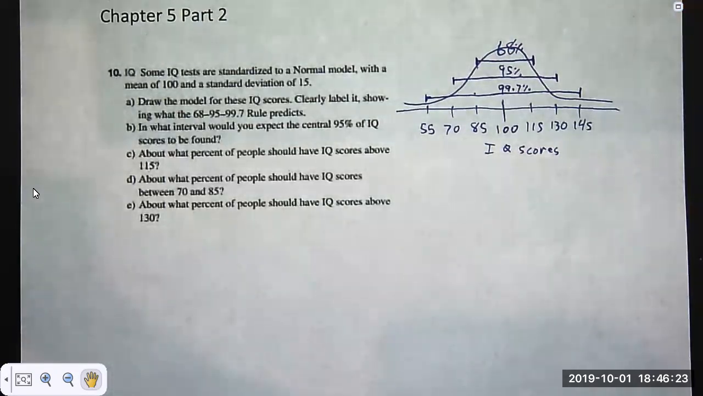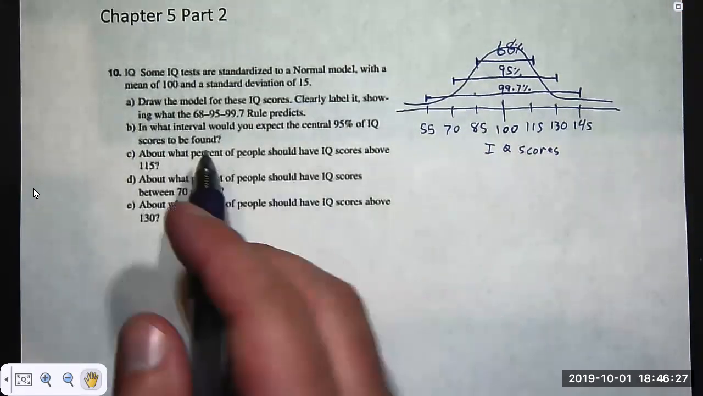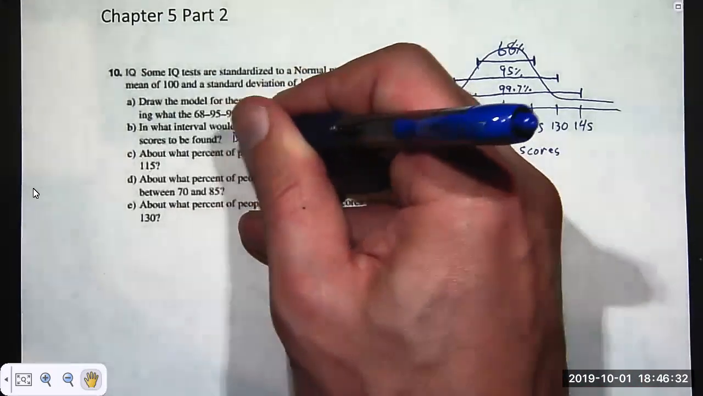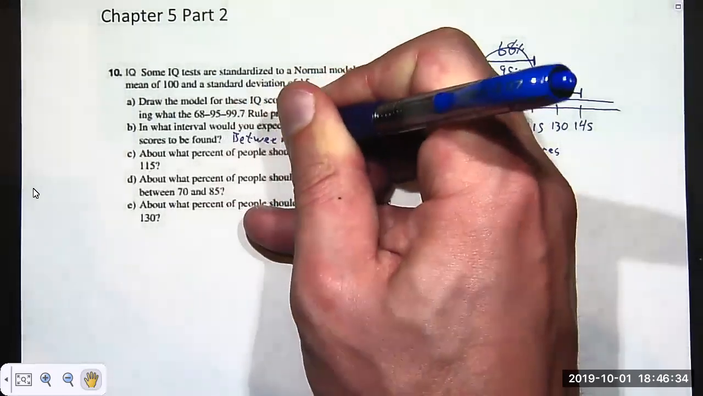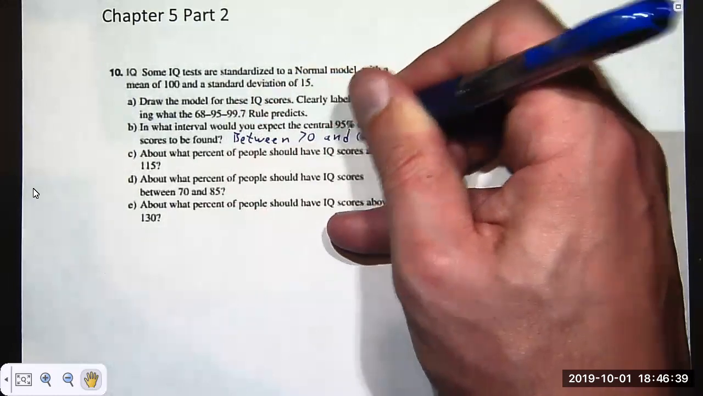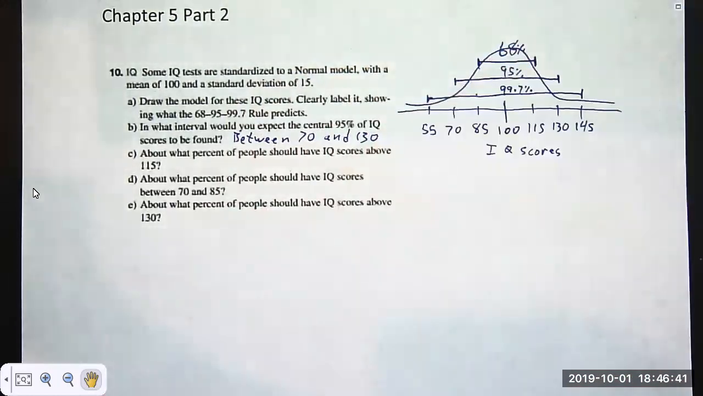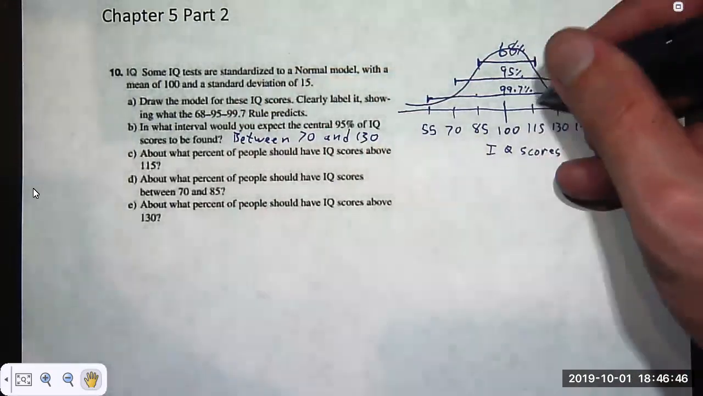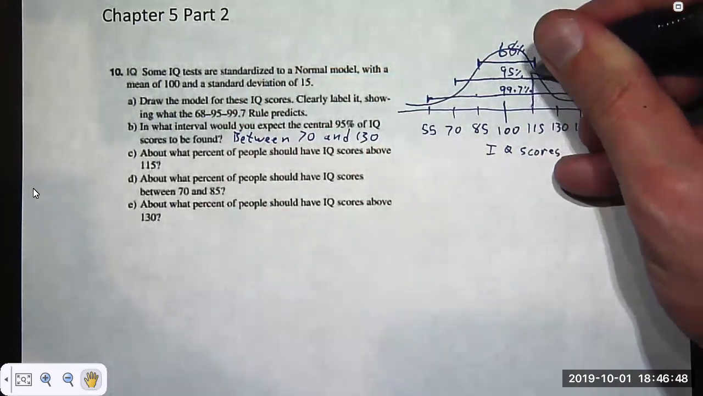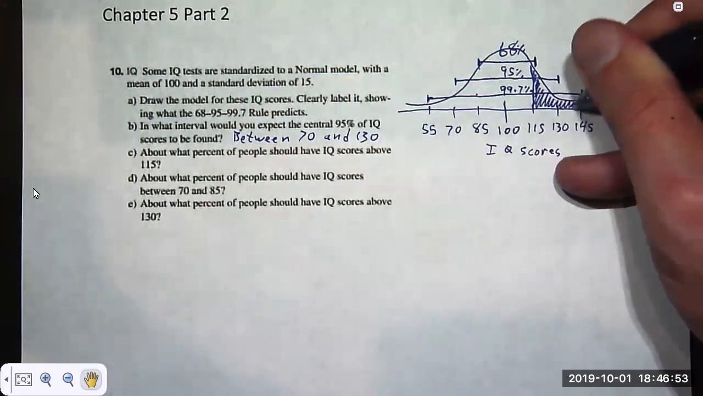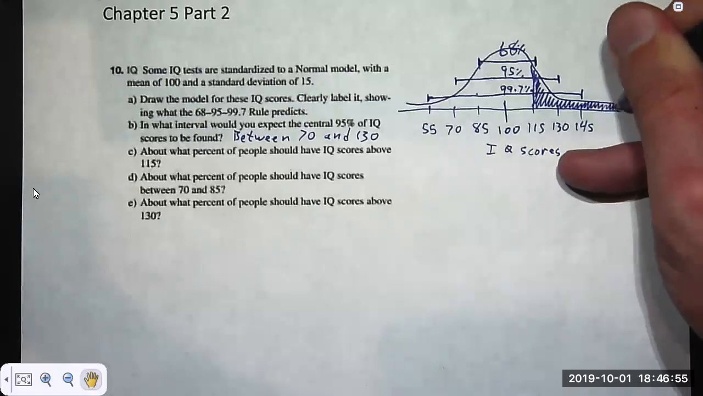So in what interval would you expect the central 95% to be? So that one would be between 70 and 130. About what percent of people should have IQ scores above 115? So you'd want to shade in this little region. Right there.